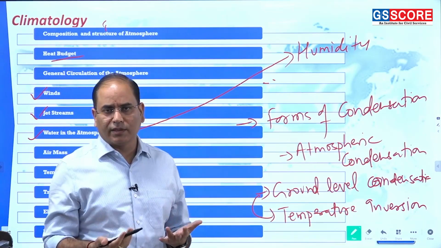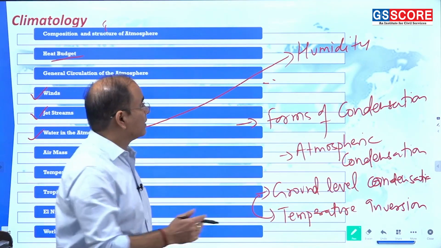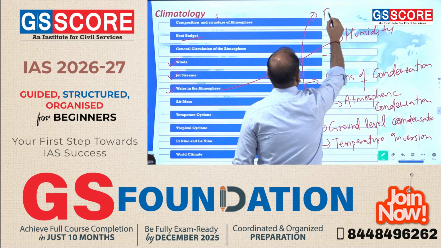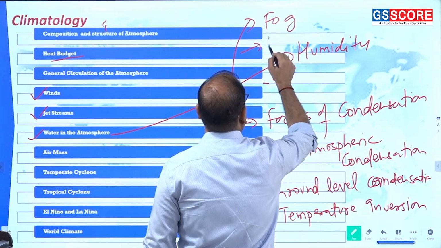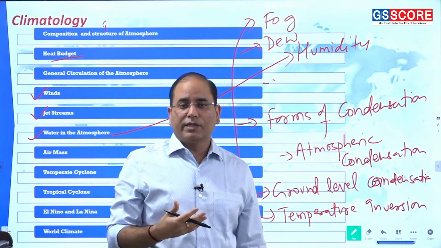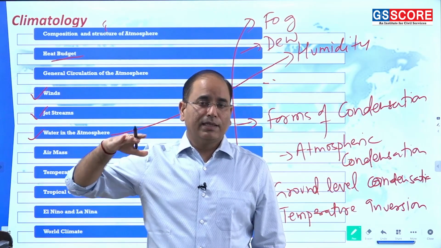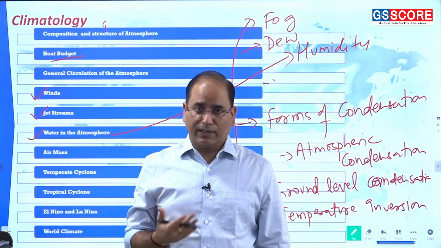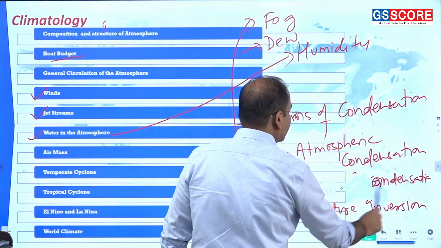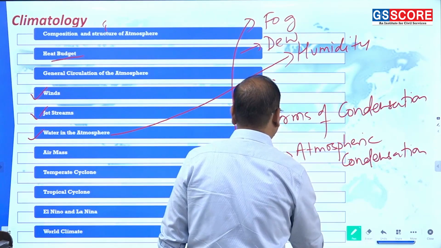Temperature inversion phenomena is directly associated with two important phenomena. There are different forms of the condensation through the temperature inversion, but the two phenomena you are supposed to study, from where questions are regularly asked: one is fog, another is dew. So fog and dew are forms of condensation, mainly when the condensation is taking place near the surface. We call it ground level condensation. In atmospheric condensation, the most important form is the clouds.